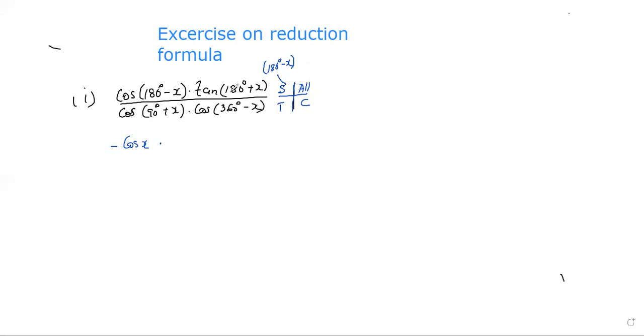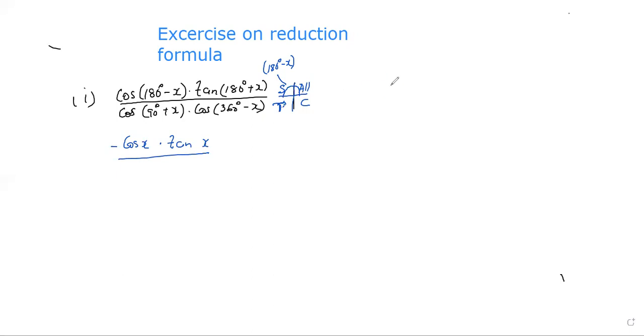The tangent of 180 plus x lands in the third quadrant. The tangent is positive there. So that's going to be the tangent of x, divided by the cos of 90 plus x.